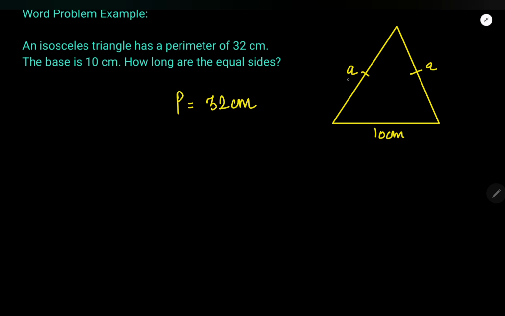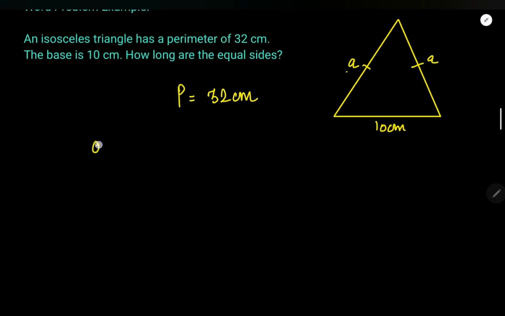That is why I took A and A. Now we are given that A plus 10 is equal to 32, because they are saying the perimeter is 32. So when you add all the sides, the perimeter is 32. Now we have just got an equation, right? What is A plus A? 2A. 2A plus 10 is equal to 32, right?